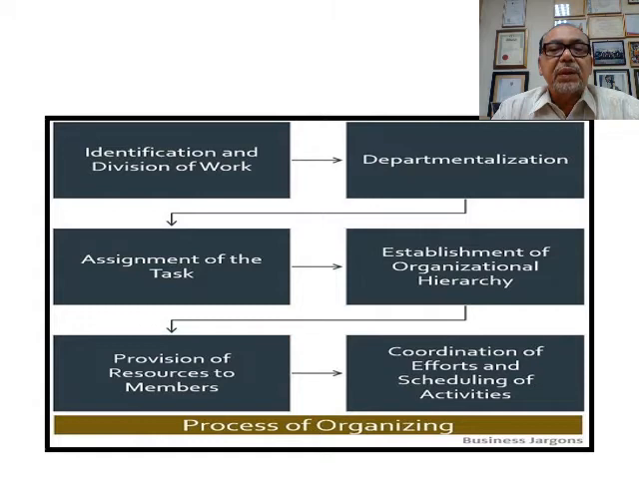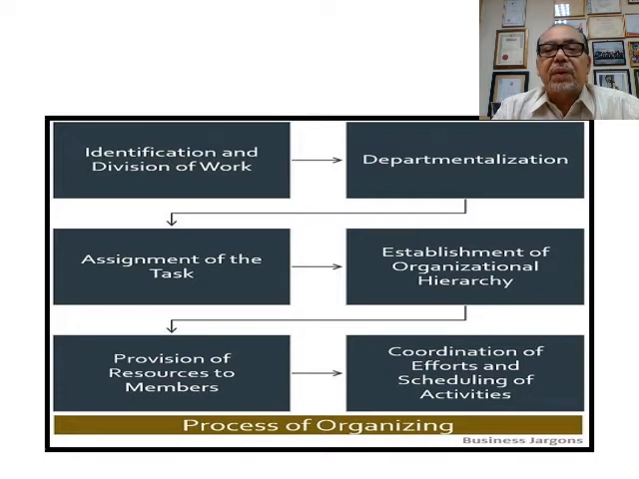Okay, this is the process of organizing. First, you identify the division of work. Then you departmentalize it. Let's take for example car manufacturing. They identify the division of work: certain people work to produce the body of the car, certain people produce the engine of the car, certain people do the painting of the car. So you identify the division of work, and then you departmentalize it, each type of work in its own department, and then you assign the task. That means you assign the people to do the work.